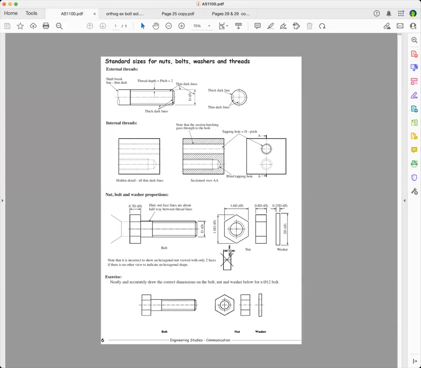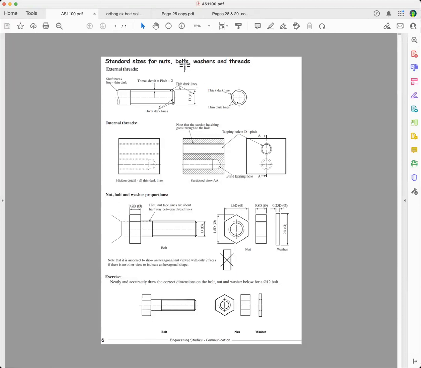Now, the rule is that if you are only showing one drawing of a hexagonal nut, you've got to show 3 faces. You can't just show 2 faces. So you always have to show these 3 faces if you're showing only one drawing of the nut, which you are here, because this could be a square. So it's important, and you'll be marked down for that. So it's important that you do that.